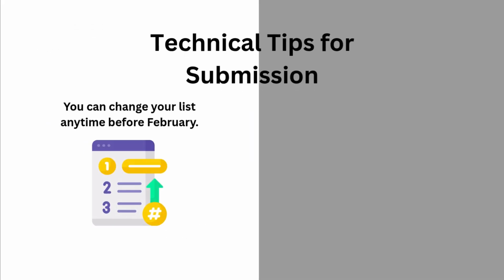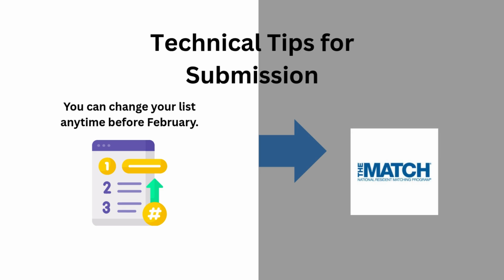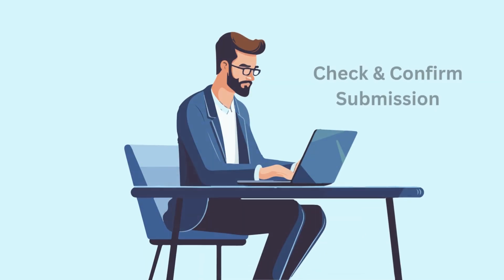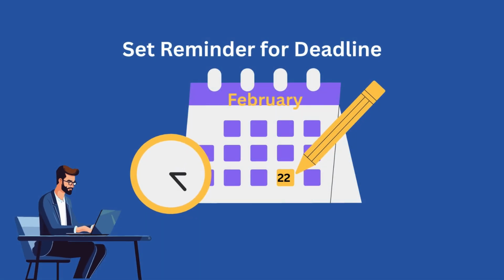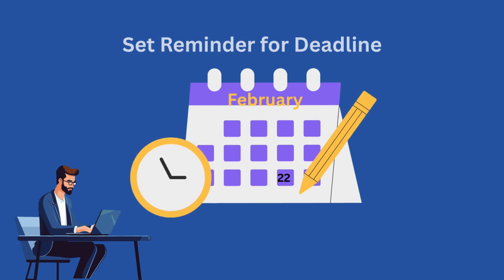Technical tips for submission. You can reorder your ROL as many times as you like before the submission deadline in February. The ROL is submitted via the NRMP's R3 system, registration, ranking, and results. You will get confirmation once it's submitted. Always double-check it. Set a calendar reminder for the final submission date, mid to late February.